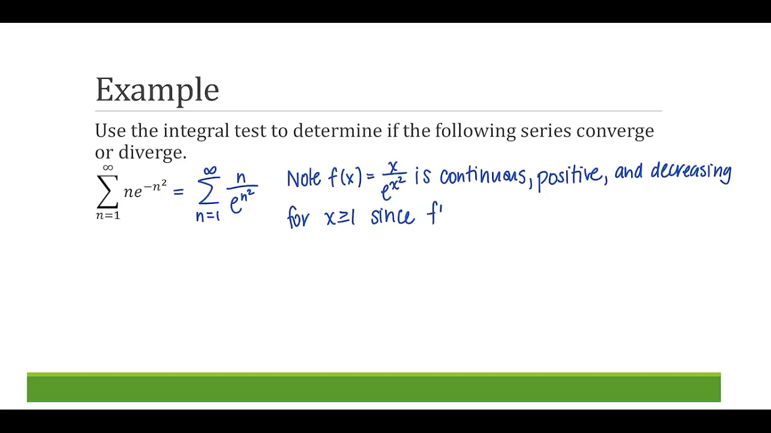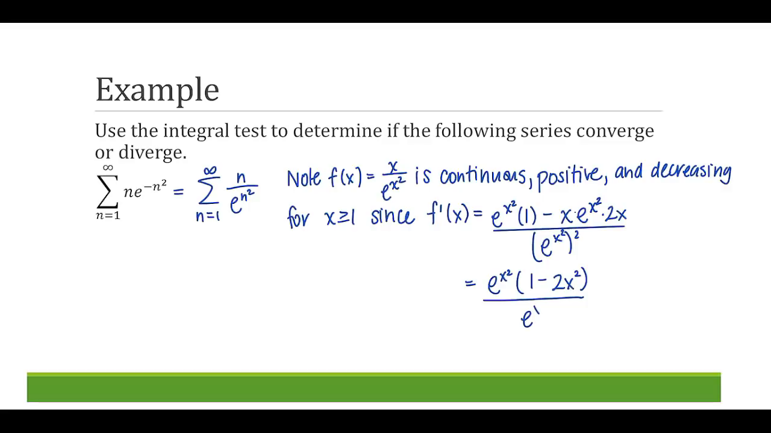So since f prime of x is equal to, so the derivative here, we're going to have the bottom function, e to the x squared, times the derivative of the top function, 1, minus the top function x over the derivative of the bottom function is e to the x squared times 2x, all over e to the x squared squared, which is equal to, here in the numerator I can factor out an e to the x squared, and I'm left with 1 minus 2x squared over e to the x squared squared.